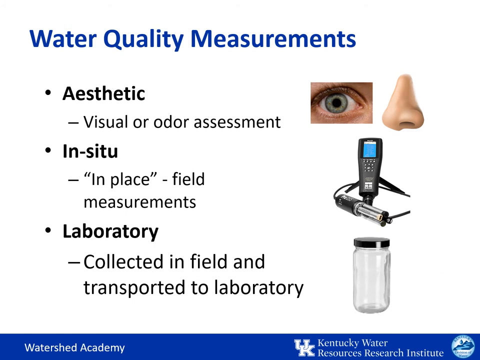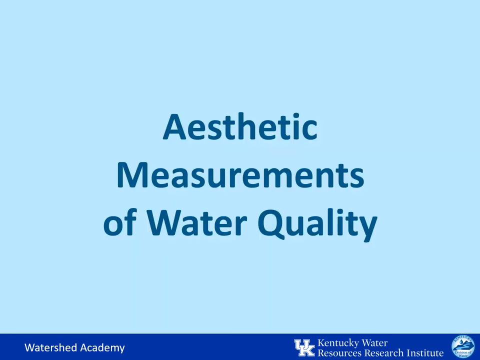We want to look at some of the more common measurements of water quality. We'll break these down into three general categories. The aesthetic, that is what you can see or smell. You don't need instruments for these types of measurement, just your senses. Our in-situ, or common field measurements, measured in place. And laboratory samples that are collected in the field and transported to the laboratory. So first, aesthetic measurements of water quality.